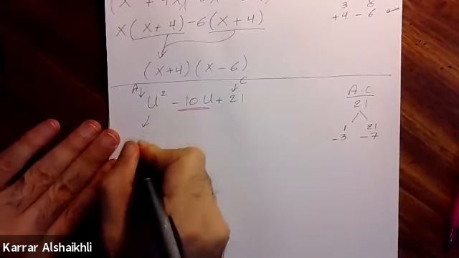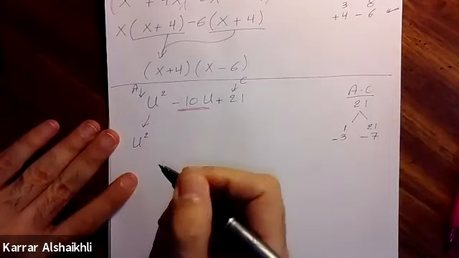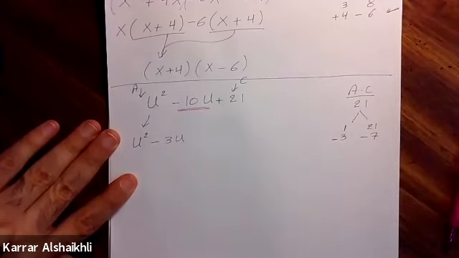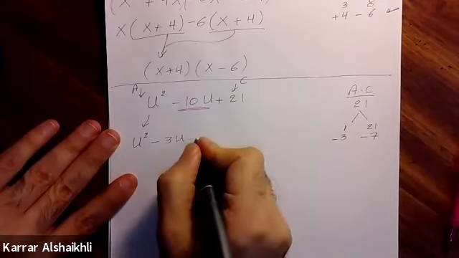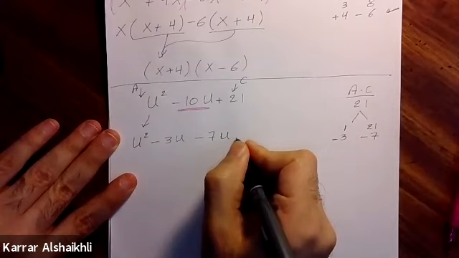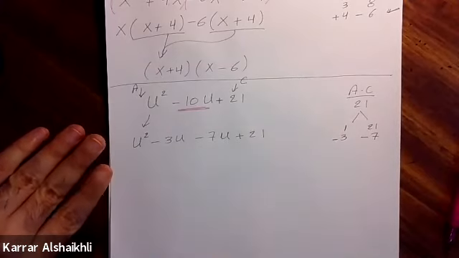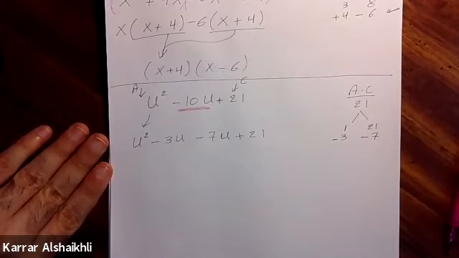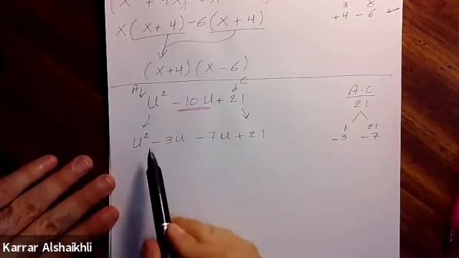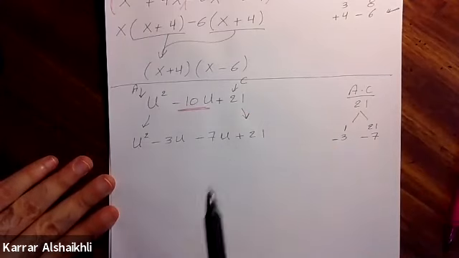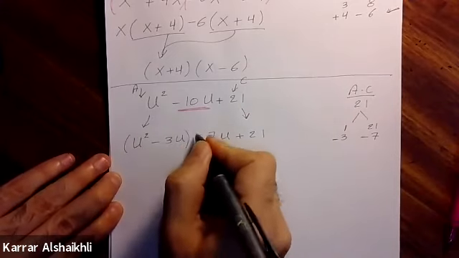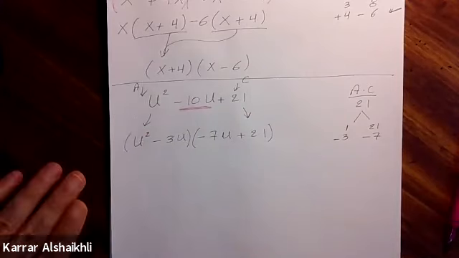I'm going to write down the u squared here, minus 3u, minus 7u, plus 21. Now let's check the next step. We have 4 terms: 1, 2, 3, 4. So I'm going to group the first 2 terms and the last 2 terms.